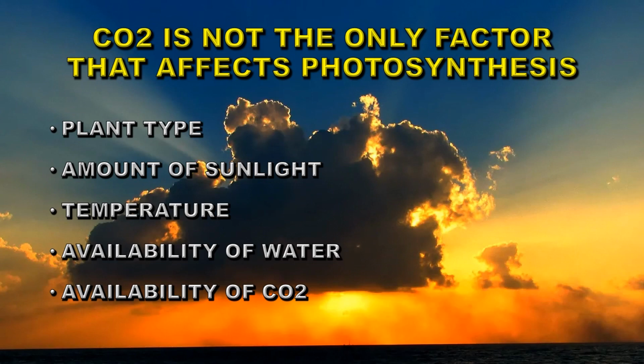Plant growth is due to something called photosynthesis, but carbon dioxide is not the only factor that affects photosynthesis. The type of plant is important for a start, the amount of sunlight it gets, the temperature in the ambient environment, the availability of water, and then, and only then, the availability of carbon dioxide. So let's take a look at this in more detail.